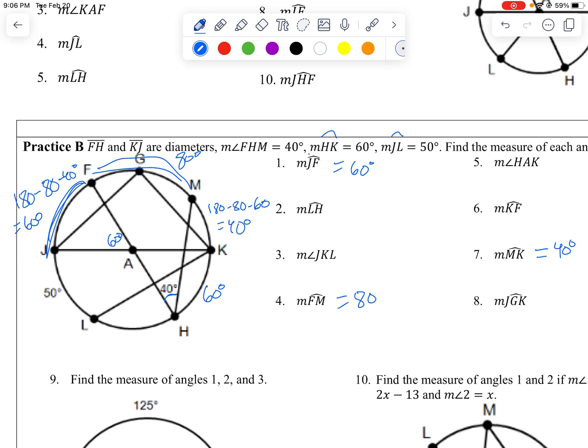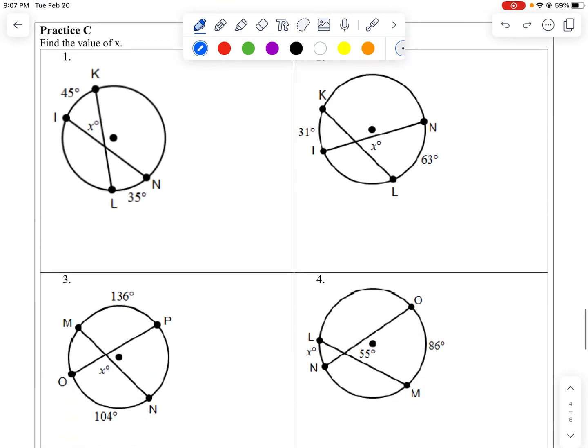But yeah, so I'm just using these pieces that I know to help me get a piece that I don't know. And I'm just using these properties about inscribed angles are half as big as the arc measure. I'm using vertical angles. I'm using that semicircle is 180 degrees and just working my way through these different puzzles. So let's jump to a different one.